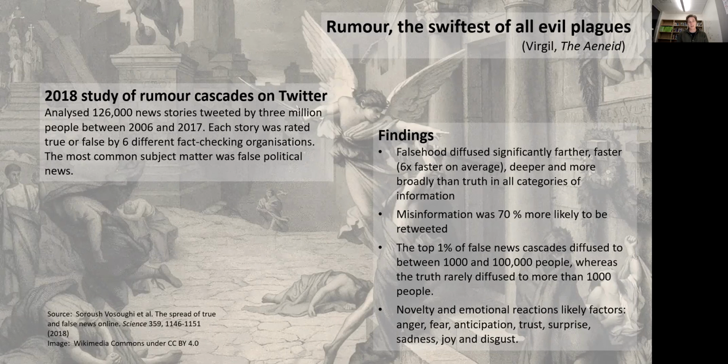So novelty was one factor, and the other factor was people's emotional reactions to the stories, and in particular, reactions like anger, fear, anticipation, trust, surprise, sadness, joy, and disgust. In particular, though, anger and fear, along with surprise at novelty and disgust, these are the sentiments which really drive the propagation of false news stories on Twitter.